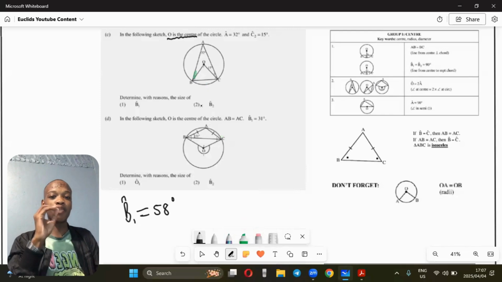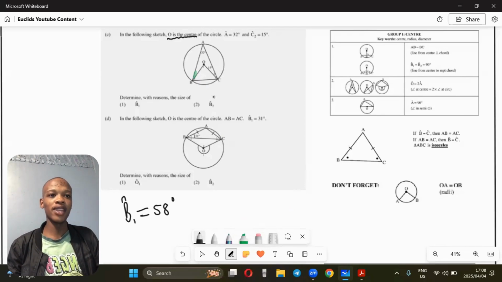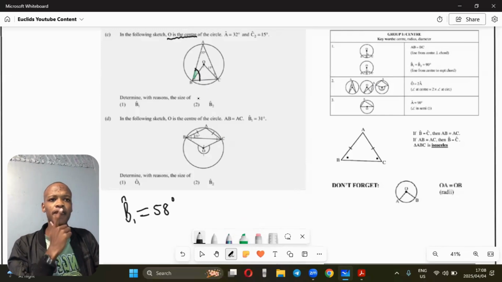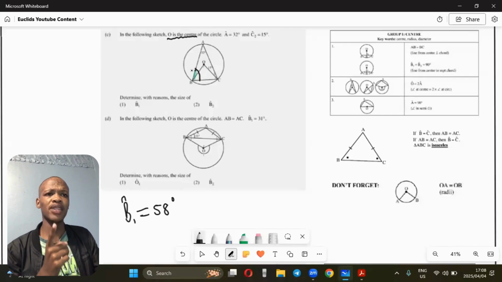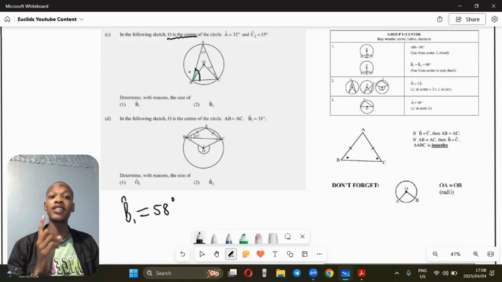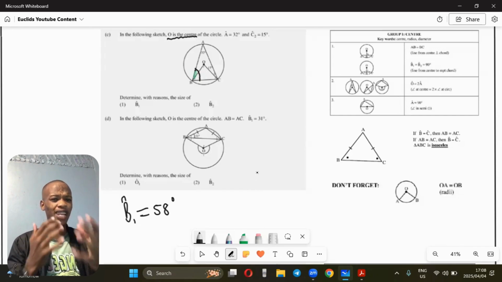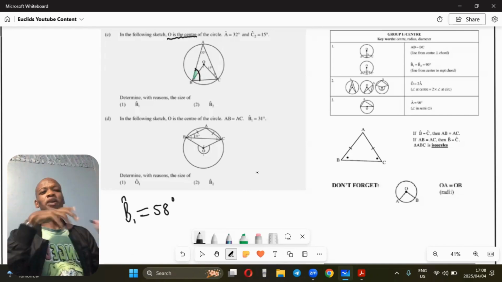And then what is angle B? Angle B is part of the angles within triangle ABC, this huge triangle. How are we going to calculate B2? We already have B1. So we need to get the size of the entire angle B, and then from the size of B, we subtract B1 and we are going to have B2. Do you see the pattern? You need to follow the pattern.